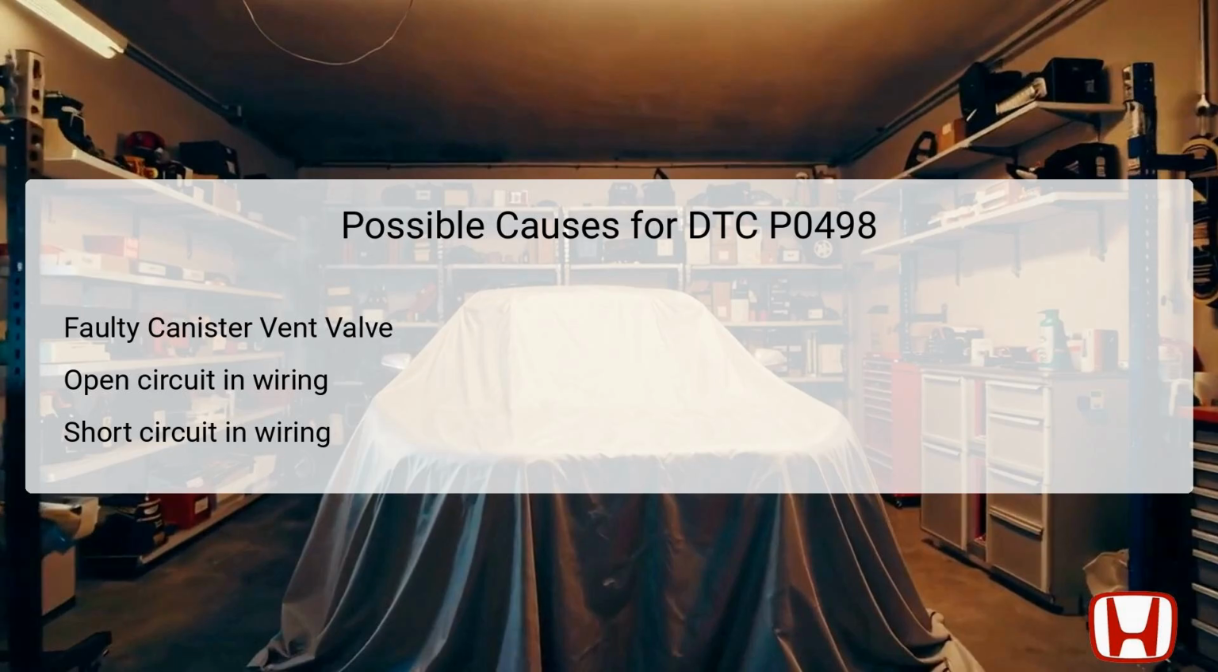If the canister vent valves themselves are internally damaged or experience critical failures, they may not open or close correctly, leading to low voltage readings. Open circuits can occur due to corrosion, disconnected connectors, or damaged wires, preventing proper voltage flow. Conversely, short circuits within the wiring can lead to unexpected current flows, also resulting in voltage issues.